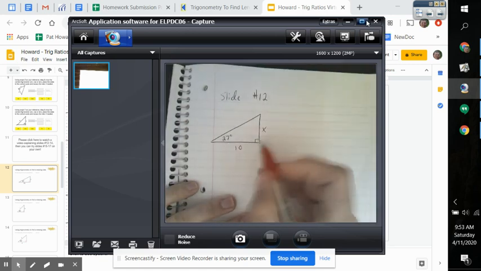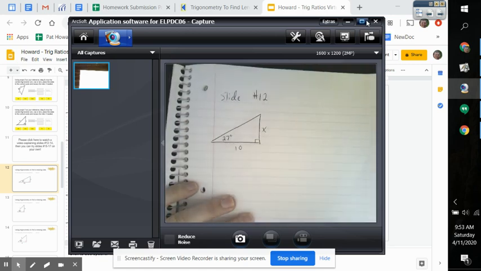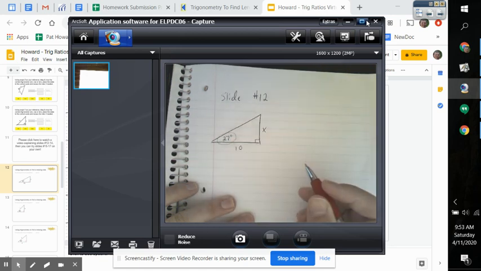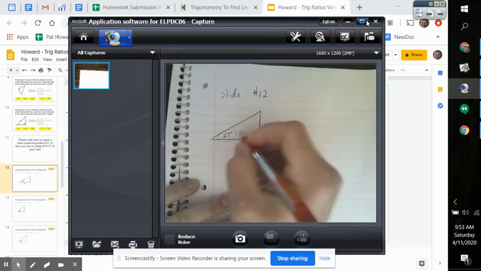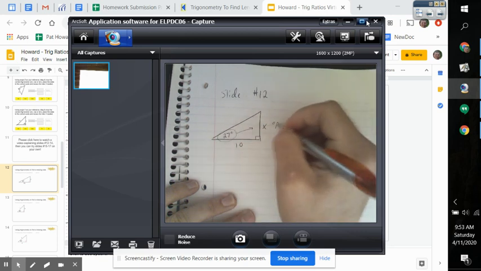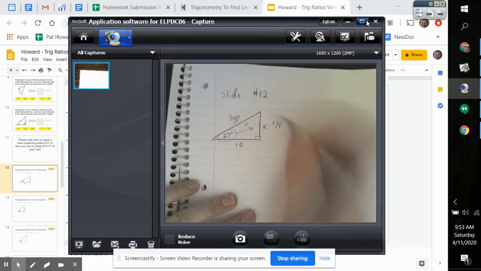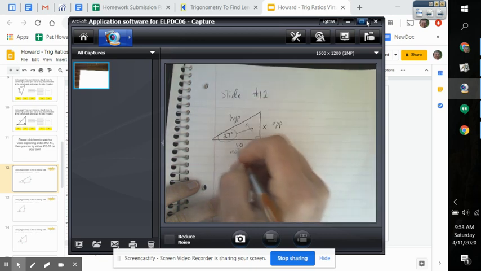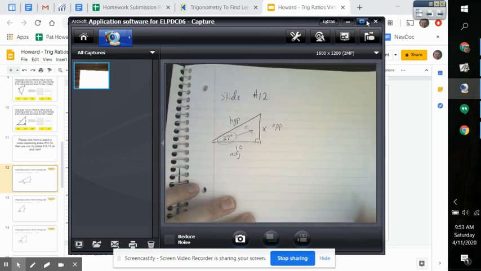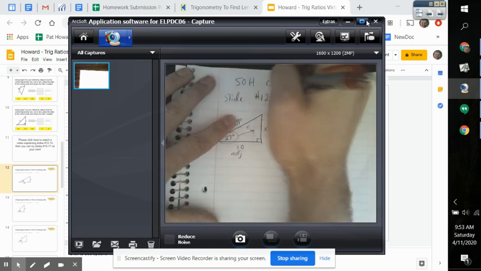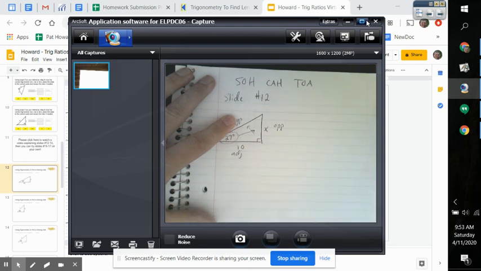Here's what we do. They are going to give you an angle, okay? So that's our kind of reference angle. So based off of that, you're going to label your opposite, your hypotenuse, okay, and then your adjacent. Cool. Now, we've been doing SOH CAH TOA, all right?